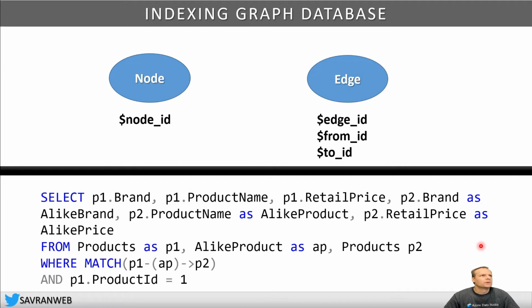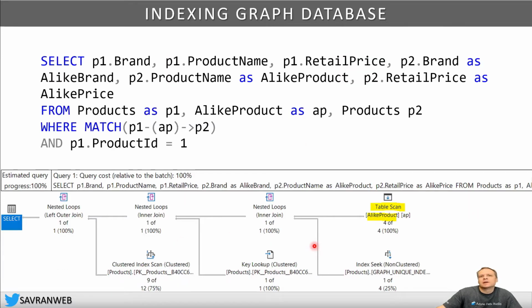To give you a demo, here is an example we have. In this example, we are finding alike products. As you can see, it's pretty simple. My match clause is going from product table to product table by using the alike product edge and giving product ID 1. So this is really the same as the Kindle Fire example I gave you. Now, if I don't create an index on my alike product table, this is going to be my execution plan.